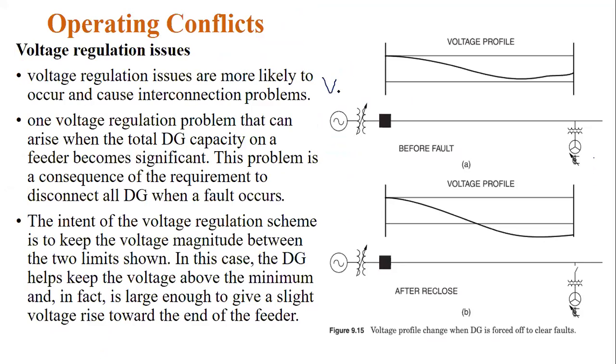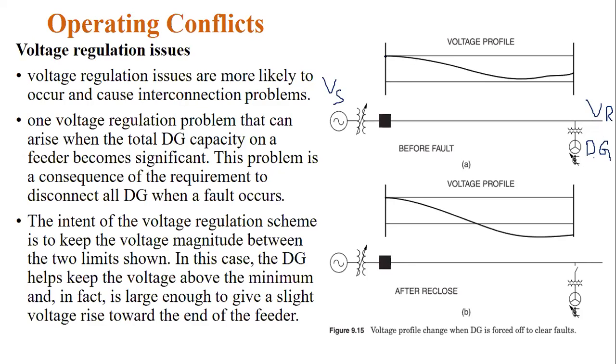This is the sending end VS. This is the receiving end VR. On this receiving side, we can improve the voltage by adding some DG. To drive the load from the distribution side or load side, we can add some DGs to this side. So in this case, what will happen here?